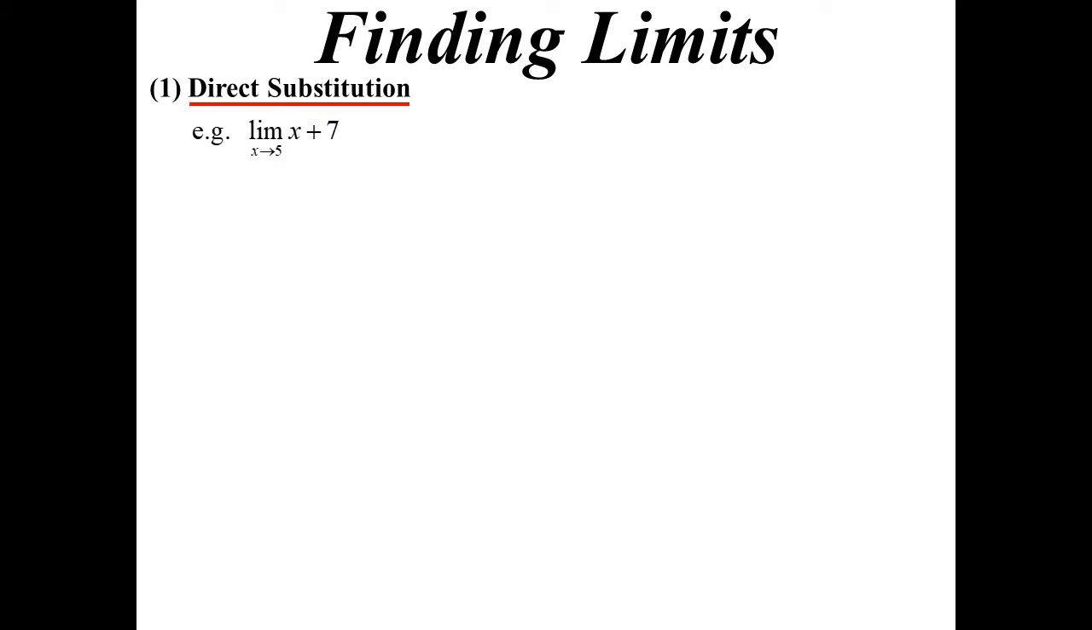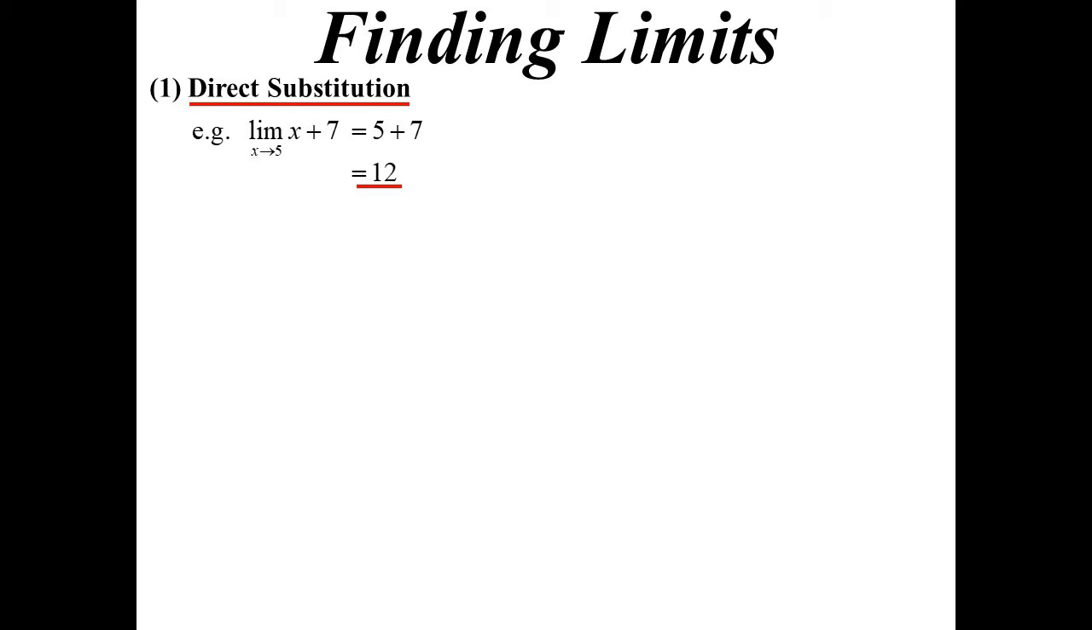So if I'm interested to know what our function's doing as the x value is approaching 5, I simply substitute it into the function and I get the answer 12. So I know as x is approaching 5, my function is getting closer to a value of 12, that distance above or below the x-axis.